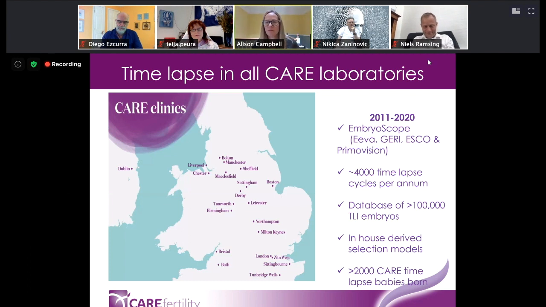So here we are. This is the map of the UK with all of our Care Fertility clinics. Not all of them have full-scale laboratories. Some of those are satellite clinics. But we've got experience with a range of time-lapse devices. So mostly EmbryoScope, but also the Geri, the ESCO and Primo Vision. So many different devices between 2011 to date.